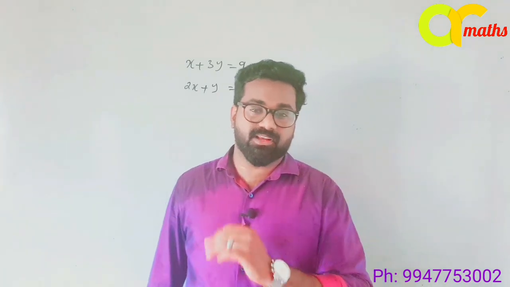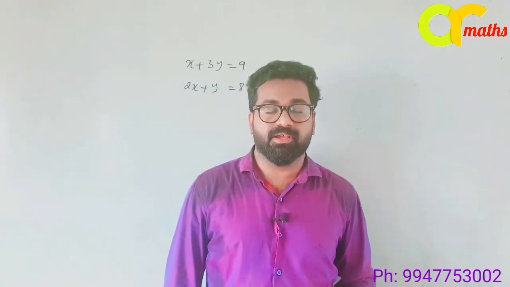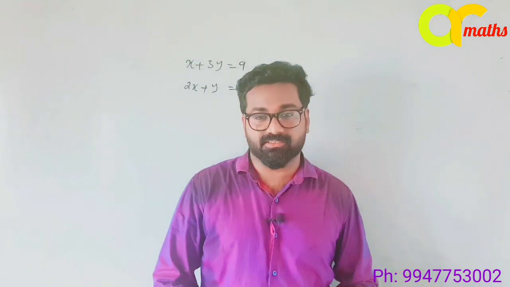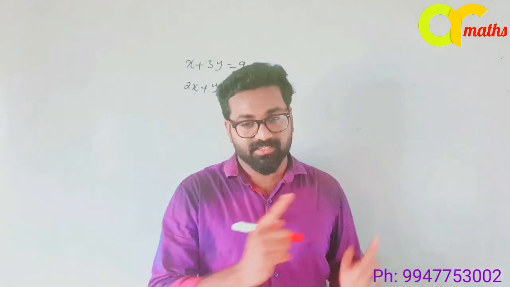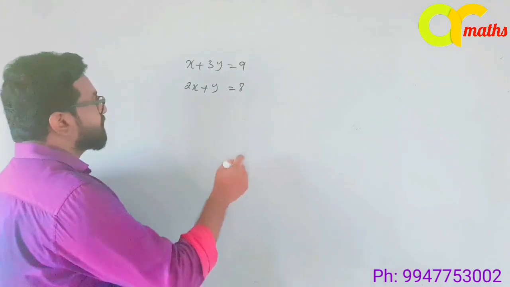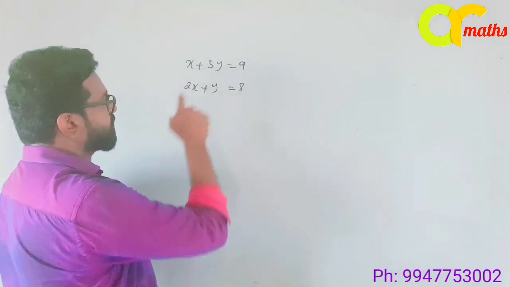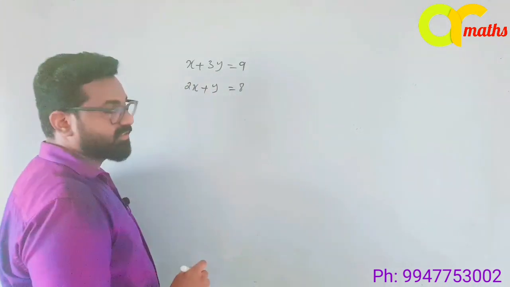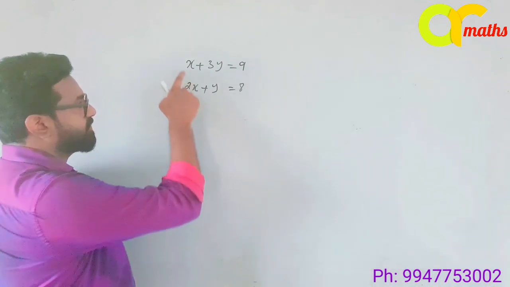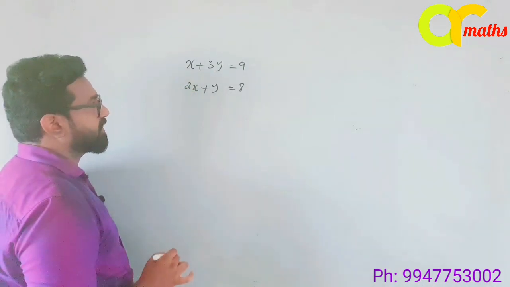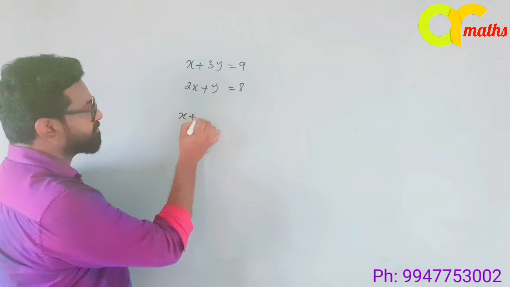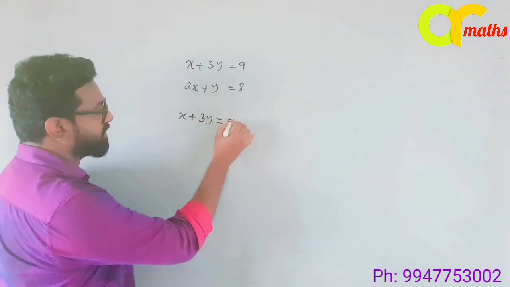In the previous class we already discussed the solution of linear equations by the graphical method. What is the graphical method? Listen. Given two equations, x plus 3y equals 9 and 2x plus y equals 8, we have to find the solution of these two linear equations by the graphical method. What is the step? x plus 3y equals 9.